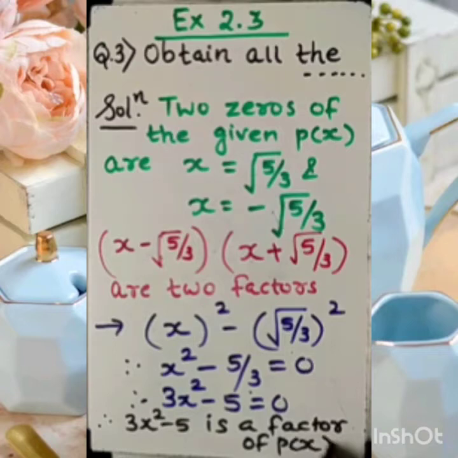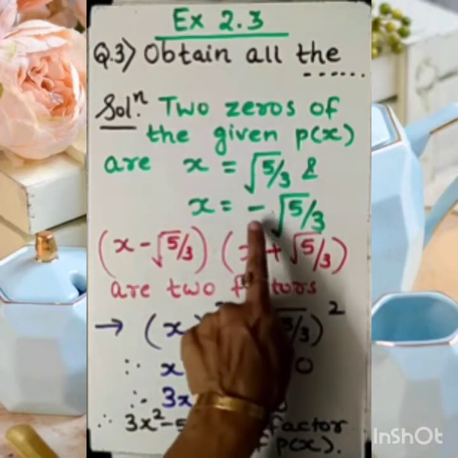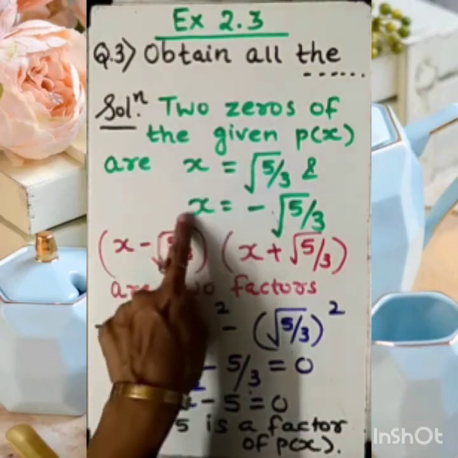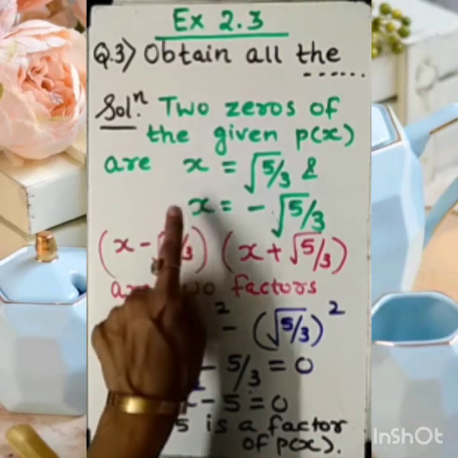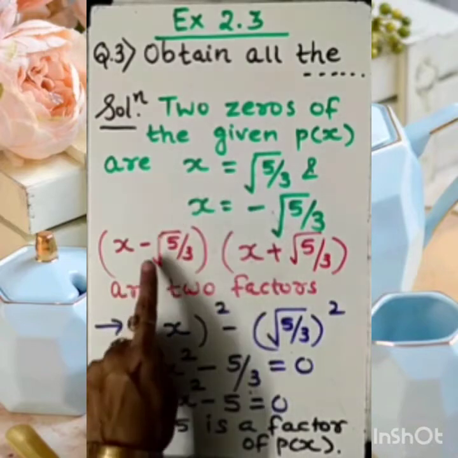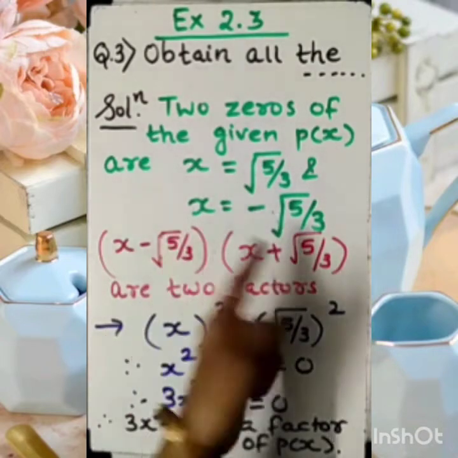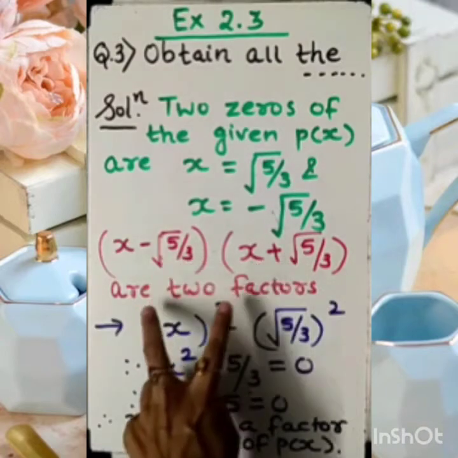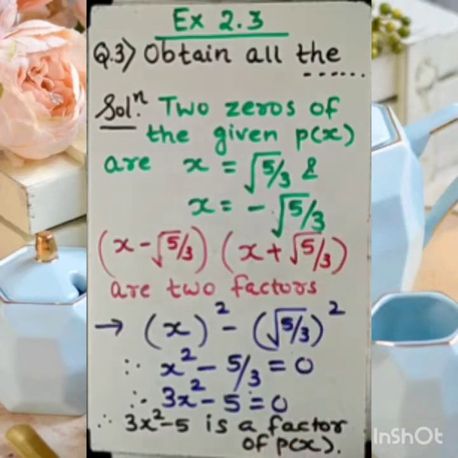Now how did I get it? I am explaining again, just look at your screen. In the beginning, dear student, we are given two zeros of the polynomial, root 5 by 3 and minus root 5 by 3. The zeros mean the value of x. It means that one of the factors, if I bring this to the left side, it will become minus, and this minus will become plus. So I can say these two can be the factors of the given polynomial p(x).